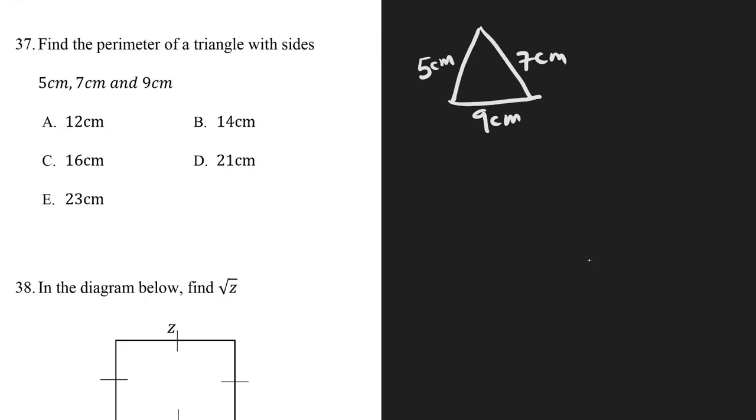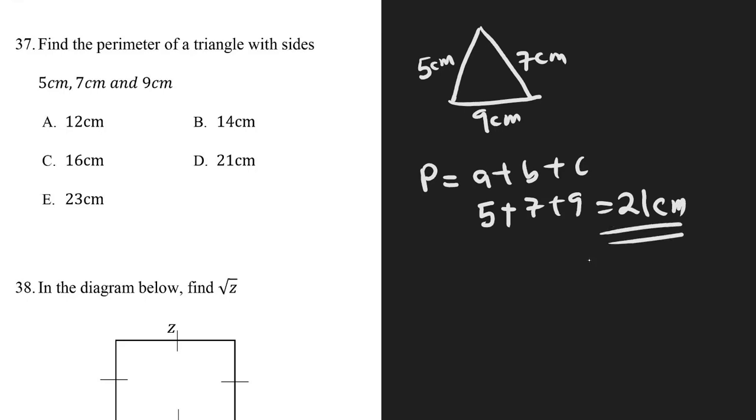We know that perimeter is just the addition of all the sides. So the perimeter will be equal to A plus B plus C, that's the first side plus the second side plus the third side. So we're going to have 5 plus 7 plus 9, and 5 plus 7 plus 9 is actually 21. If you add it, we're going to have 21 centimeters. So that is the perimeter. Let's check it. We have 21 centimeters. Yes, D is the answer. So let's move to the next question.